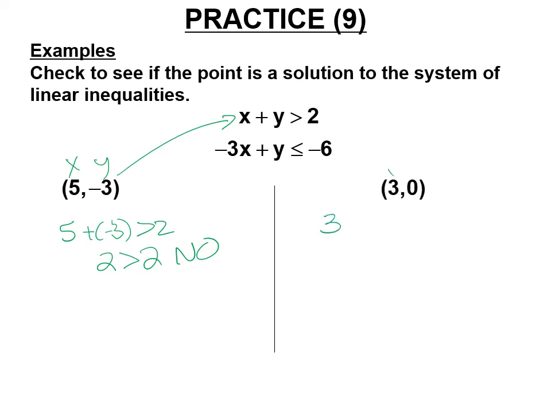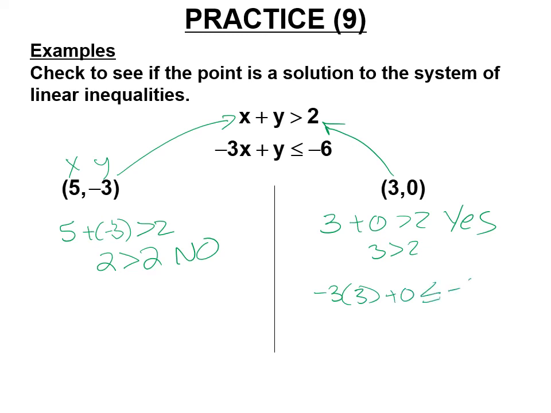Let's try this one. So we're putting it back into the top. 3 plus 0 greater than 2. 3 is greater than 2. So it's a solution for the top one. Let's see the bottom one. Negative 3 times 3 plus 0 less than or equal to negative 6. Negative 3 times 3 is negative 9, plus 0 is negative 9. Is negative 9 less than or equal to negative 6? Yes. This one is a solution. It's got two yeses. It's in the overlapping shaded area.